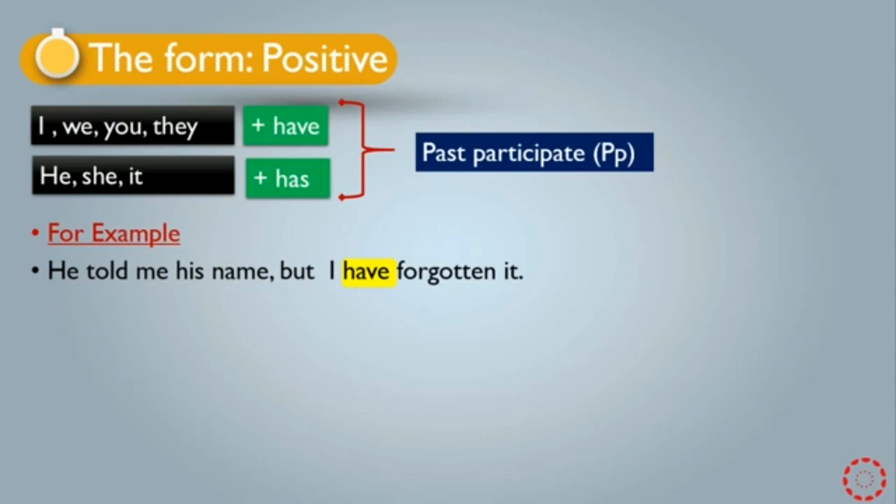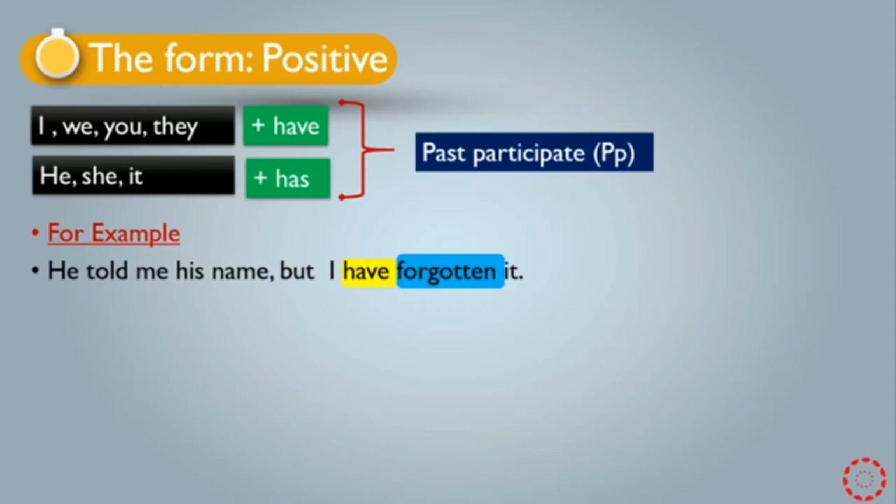So you have to memorize those verbs which are irregular, which don't follow any structure or any rule. So you have to memorize them. And also those verbs which become past participle by ed, they are very easy. And also we have forgotten. Forgotten is the past participle of forget. It is the PP of forget.